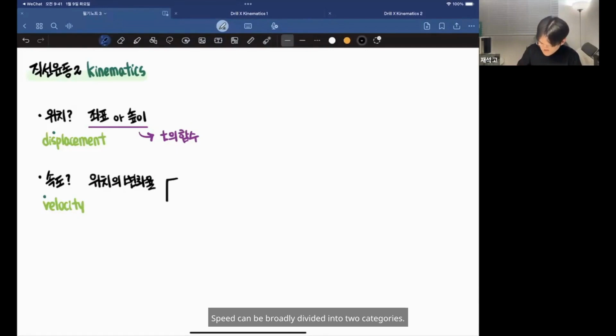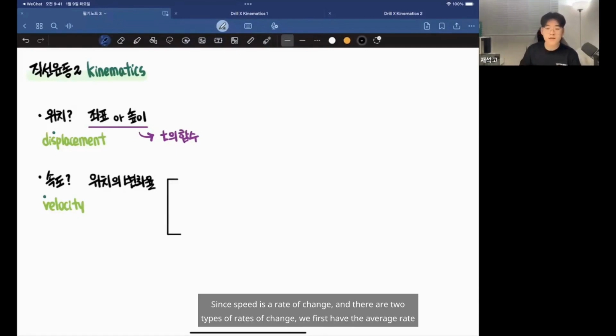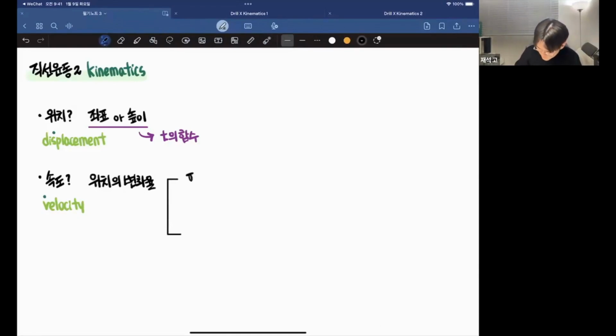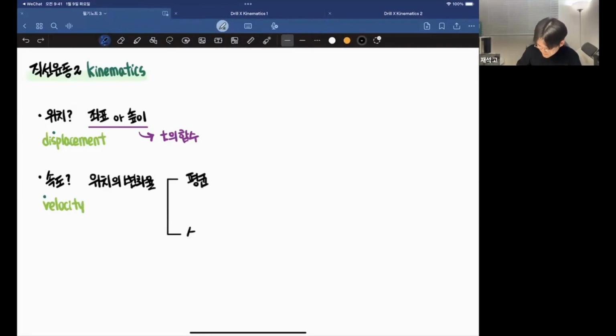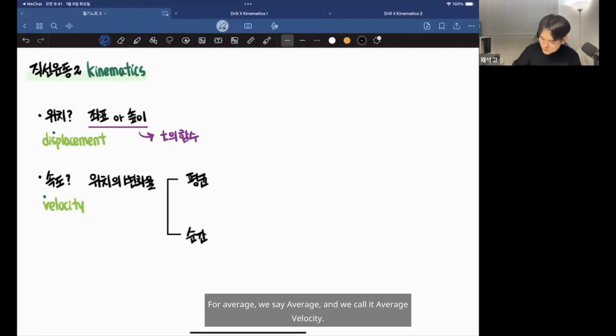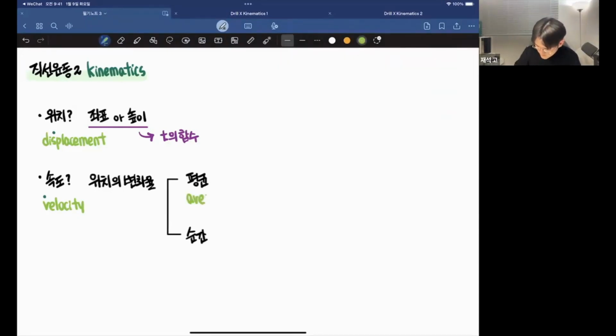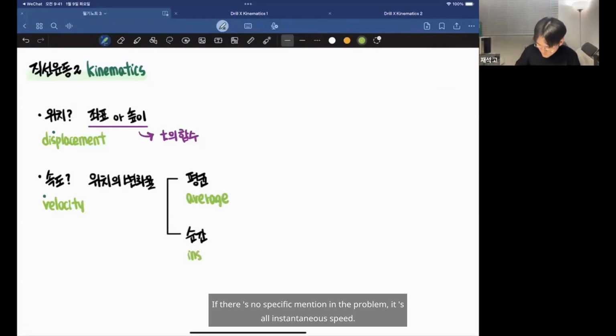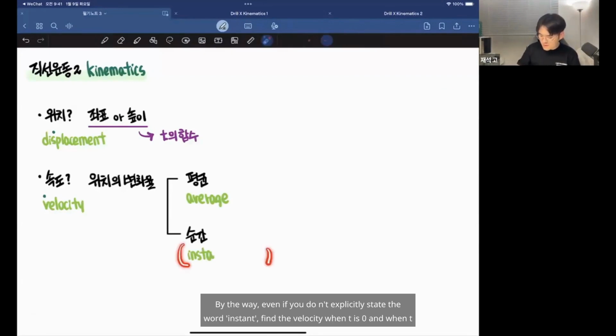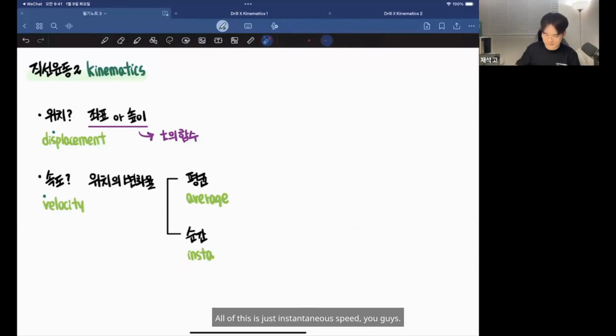Speed can be broadly divided into two categories. Why? Since speed is a rate of change, and there are two types of rates of change. We first have the average rate of change, which is average speed. There's the instant rate of change, called instantaneous speed. For average, we say average, and we call it average velocity. The instantaneous rate of change, or instantaneous speed, is referred to as instantaneous velocity. If there's no specific mention in the problem, it's all instantaneous speed. By the way, even if you don't explicitly state the word instant, find the velocity when t is 0 and when t is 3. All of this is just instantaneous speed, you guys.